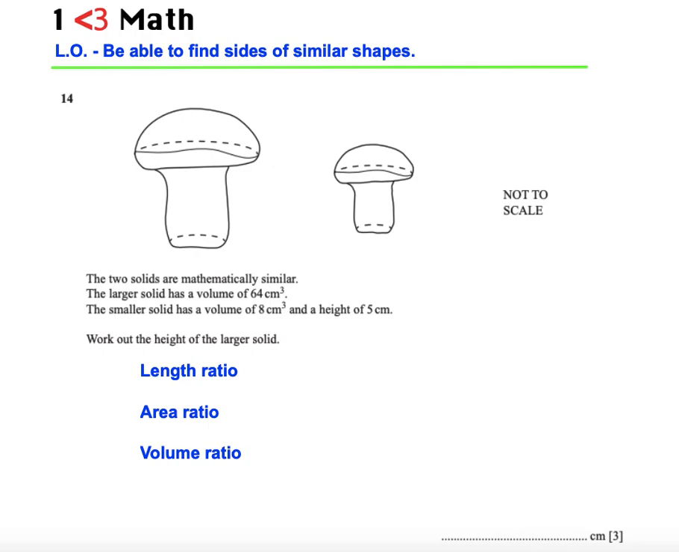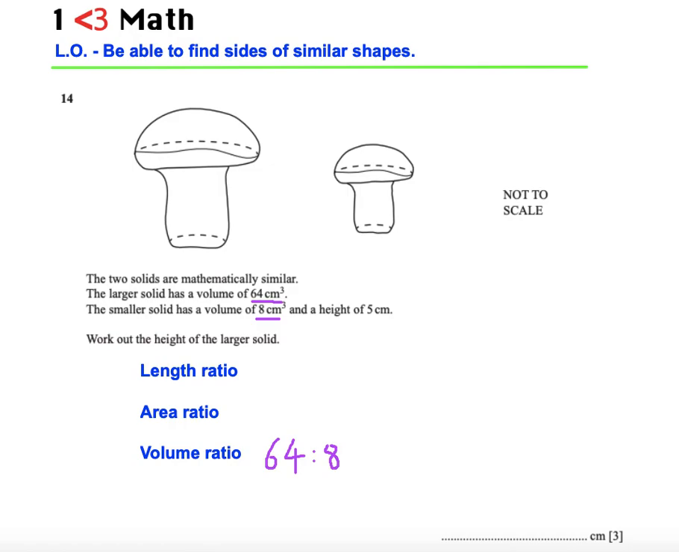So we look at which pair of values we have for the two shapes. We have the volume. The bigger shape is 64 centimeters cubed. The smaller shape is 8 centimeters cubed. So we're going to write these as a volume ratio. So we have 64 to 8. Now, one thing that you need to note about your volume ratio is you can only simplify it to a length ratio when they are cube numbers. Now, in this case, they are.